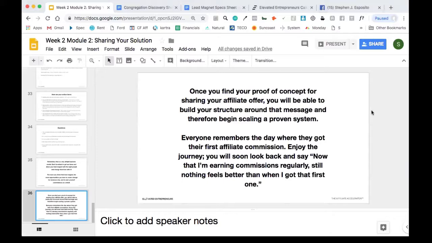But absolutely, yes. So this is week 2, sharing your solution. Basically, you'd first be in week 1 finding your product, because without a product, you're not going to have a lead magnet. You're not going to have a lead magnet, and then you don't have a product, right? So hopefully that makes sense.